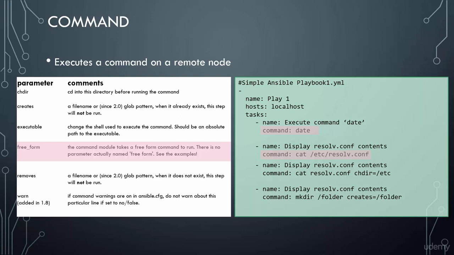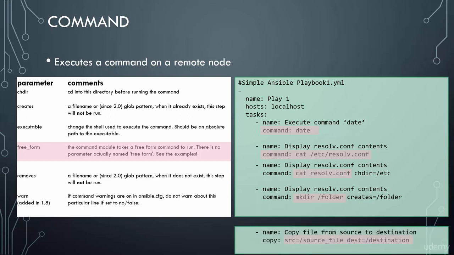You will not be able to input a parameter with the name free_form, like how we just inputted chdir or creates. Our command input, such as cat /etc/resolv.conf or mkdir /folder, is the free form input. Not all modules support input like this. For example, the copy module, which is used to copy files from a source to a destination, only takes parameterized input and not free form input. So as you can see here, copy requires a source file as a src parameter and destination as dest parameter.